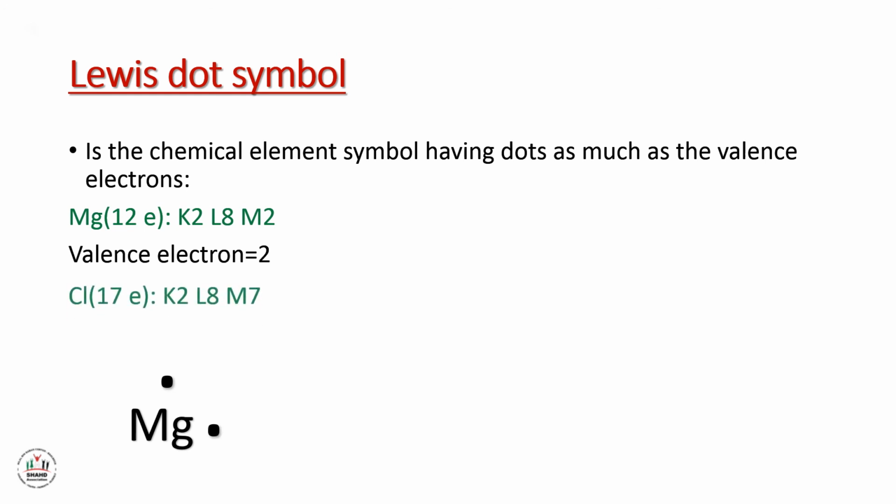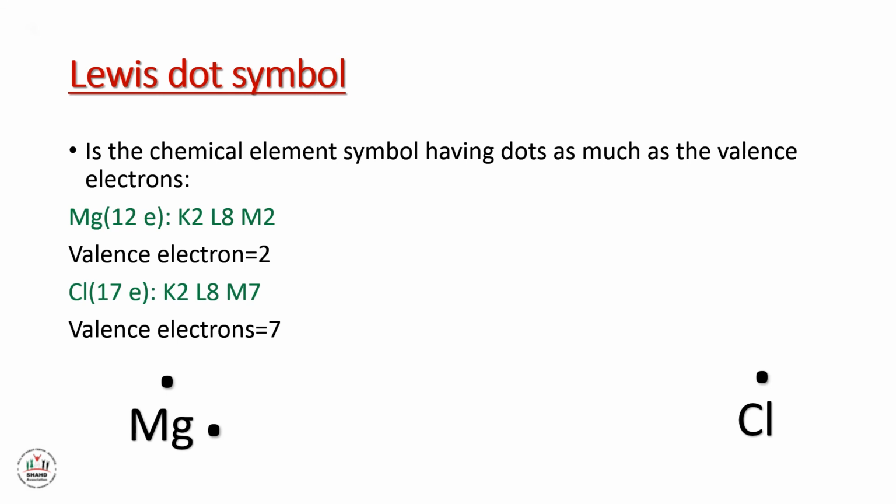The chlorine atom has 7 electrons in the last shell, so the valence electrons is 7. We write Cl, and we start making dots clockwise or counterclockwise. 1, 2, 3, 4, 5, 6, 7. And this is the Lewis dot symbol of chlorine.